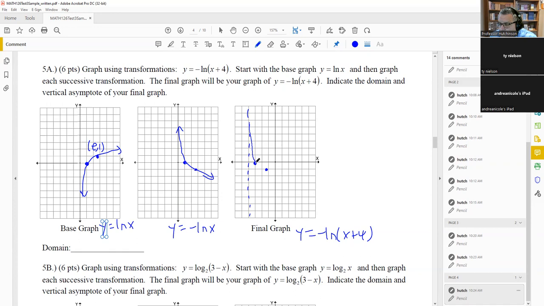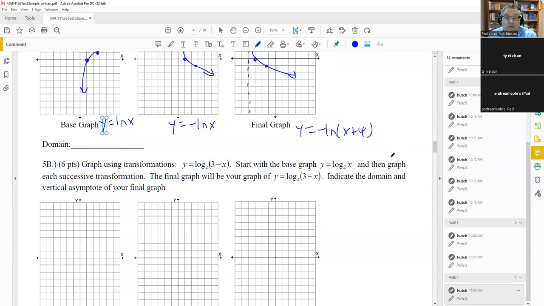Therefore, your final answer is going to look like this. Okay, you got shifted 4 places over and it got flipped. I do want to do 5b also because that's most likely more similar to the graph that you'll have on the actual test. It's going to have a log of a base on there because this is harder to do with the graphing tool. And so I want to do one of these.